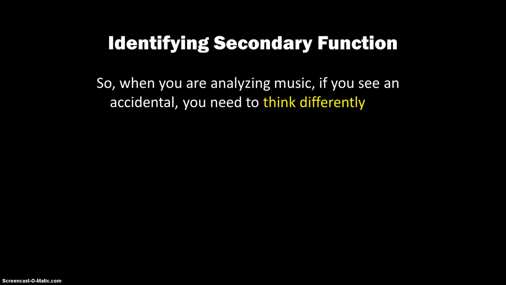How do you identify secondary function if you're analyzing music? Well, as soon as you see an accidental, you need to think differently. Think outside the diatonic function box because it's no longer diatonic, it's no longer in the original key signature. So, how do we do that? Glad you asked. There's an easy process to follow.